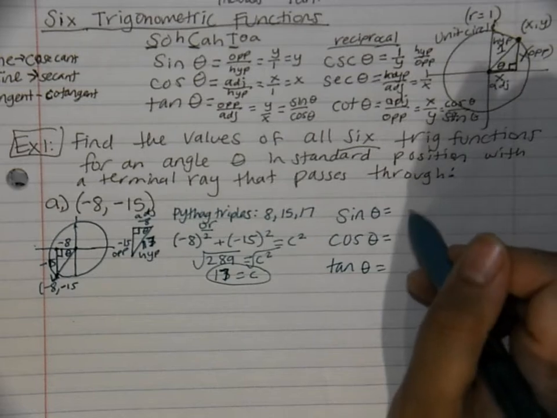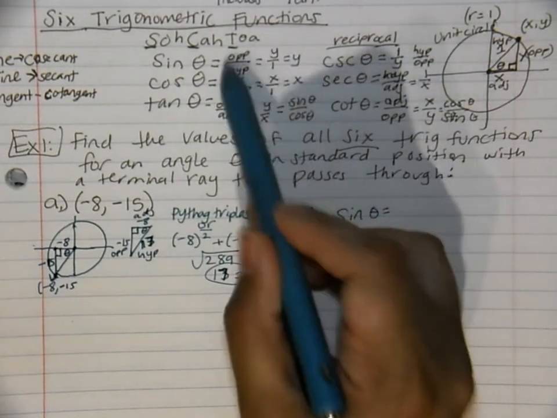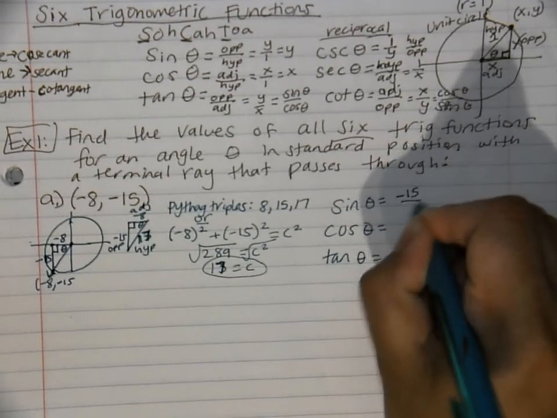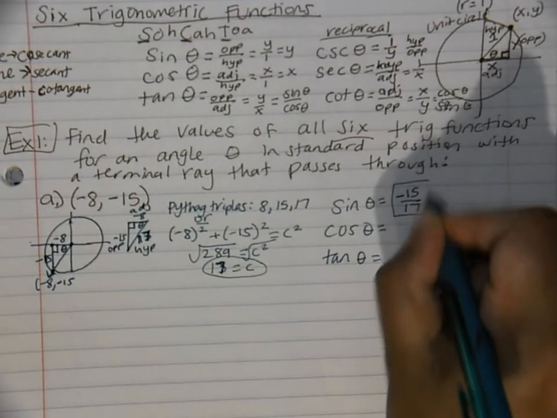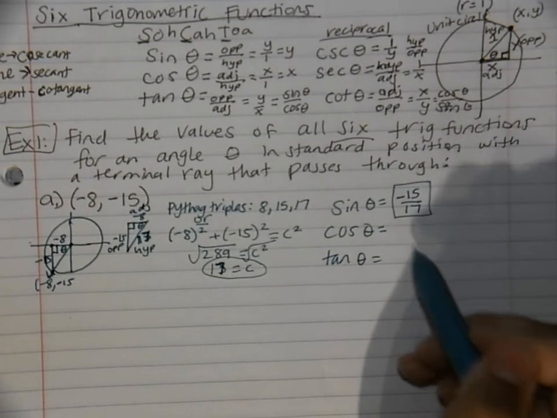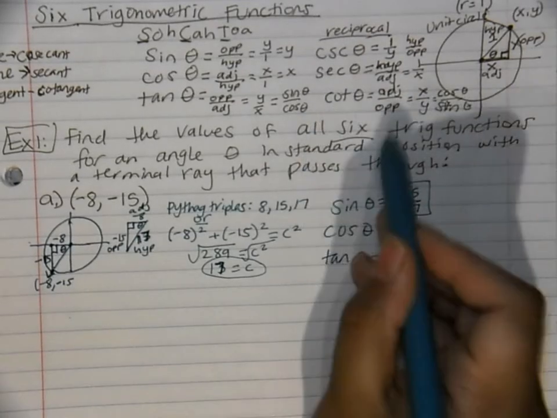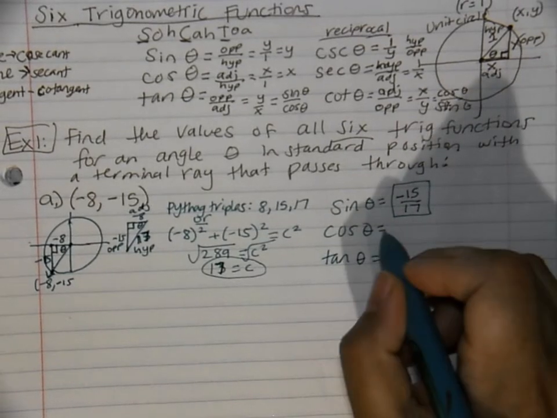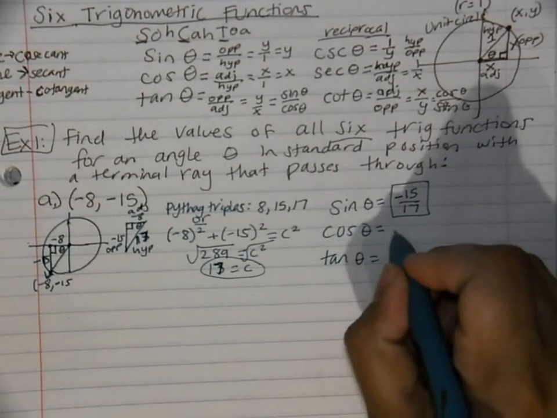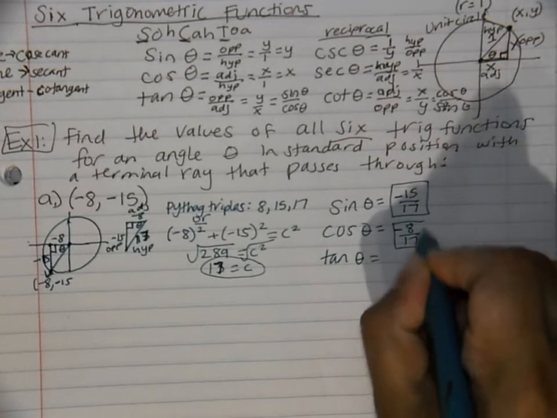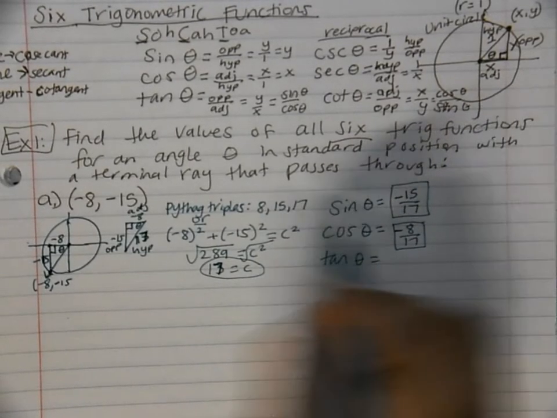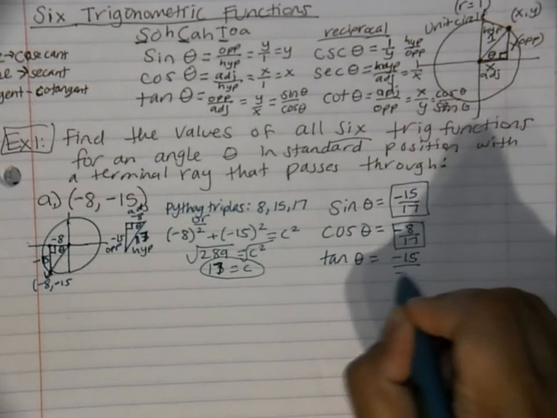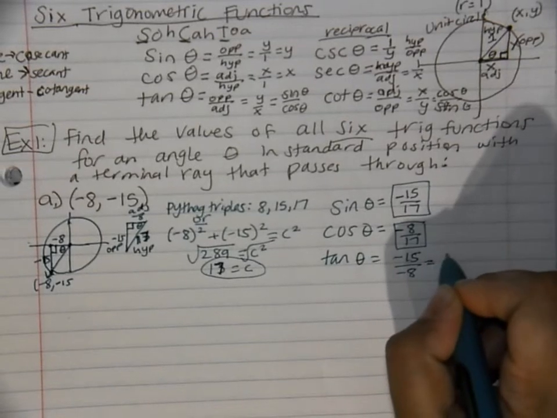To find sine theta, remember it's opposite over hypotenuse, which would be -15 over 17. You are just going to leave your answer just like this. For Michigan Virtual, you'll look for whichever one of the answers they want. They won't say all 6, it would just say find sine or find cosine, or whichever one it is, that's what you're looking for. Cosine here would be -8 over 17. And then tan theta would be opposite over adjacent, which is -15 over -8, which simplifies to 15/8.